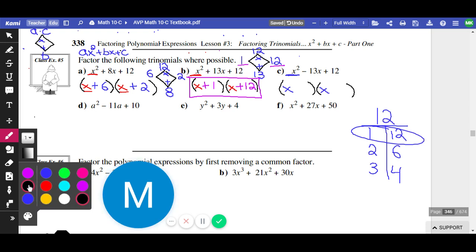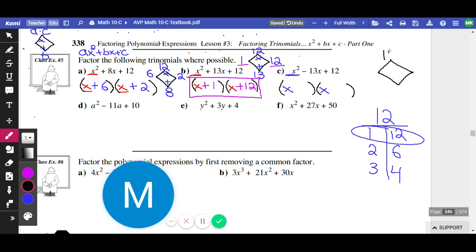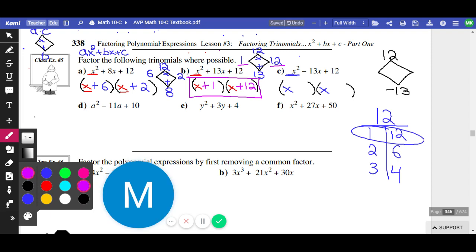Then we need to get the sides of the diamond. The sides of the diamond come from two things that multiply to be 12 and add to be negative 13. I got 12 because it's A times C. A is the number in front of x squared, which is an invisible 1. C is the last number, which is 12. A times C is 12. On the bottom of your diamond is your b value, the one in the middle, which is minus 13. You need to fill out the sides. You're looking for two numbers that multiply to be positive 12 and add to be negative 13.